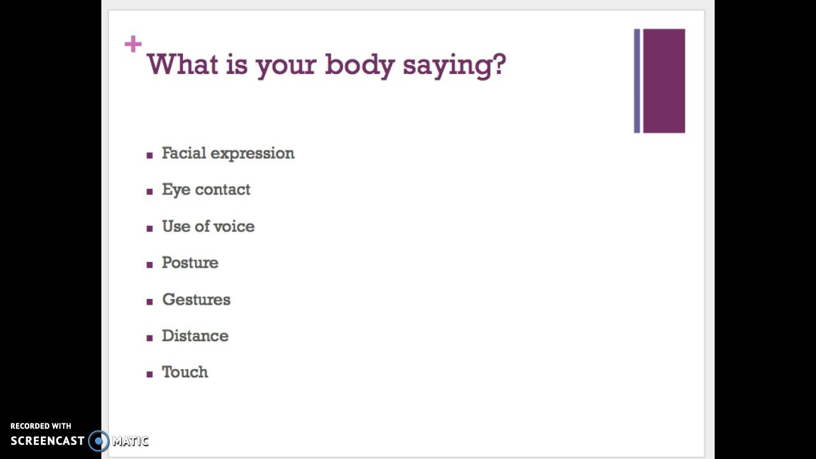Gestures, distance, touch. I don't recommend touching, but if a parent is breaking down at an IEP meeting and they're sitting next to you, you can slide those tissues over and maybe give them a pat on the back or whatever. Sometimes that may be appropriate, but really just be careful about that. A general rule, don't touch students, but consider sensory issues of the student. It may be part of their plan to have some OT or deep pressure.